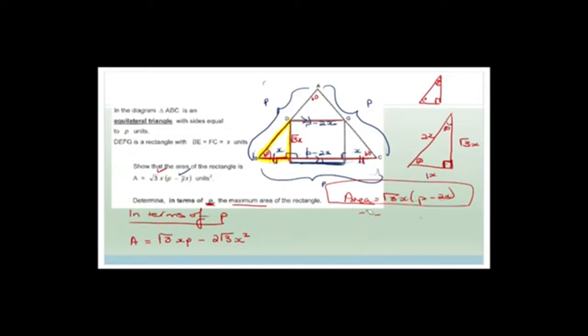Now we need to find the first derivative. As always, whenever you want to find the maximum or minimum of anything, we find the first derivative and you let it equal naught. So this is with respect to x, as always. So dA by dx is going to be, first of all, root 3p minus 2 root 3, take the 2 to the front, times 2x to the 1. So that becomes root 3p minus 4 root 3x.